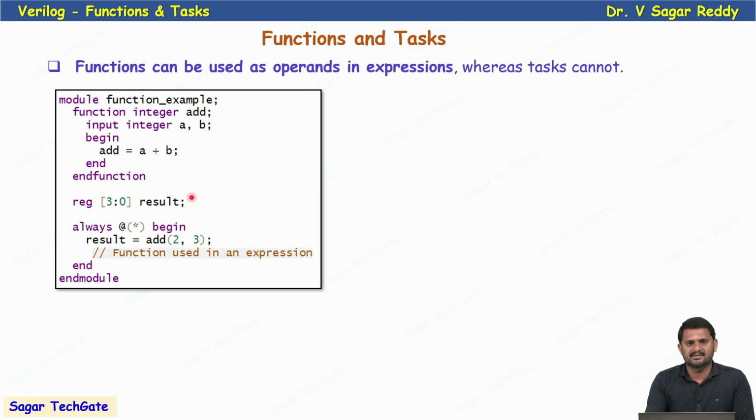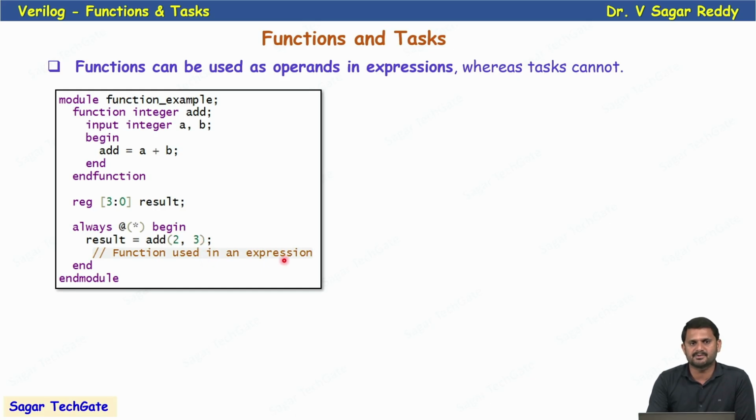So now we declare result as a reg type [3:0]. Always @ begin. As we know that, at the rate means it takes all the sensitivity list mentioned in this always block. Anyway, so now result equal to add 2 comma 3.